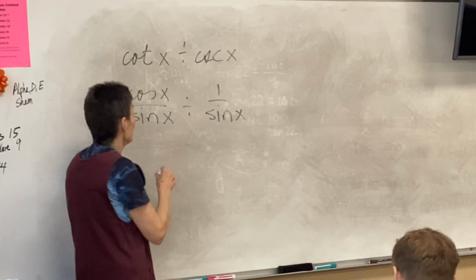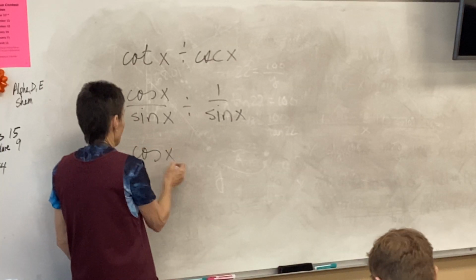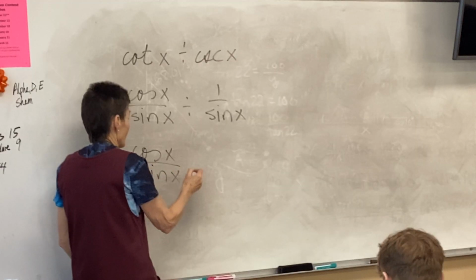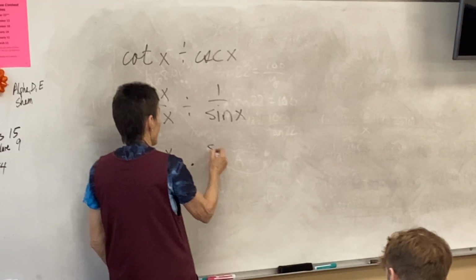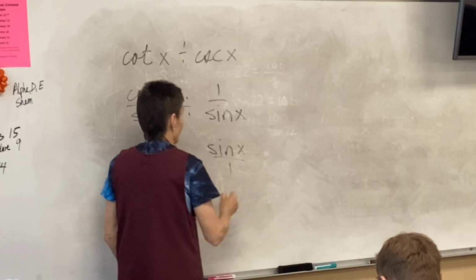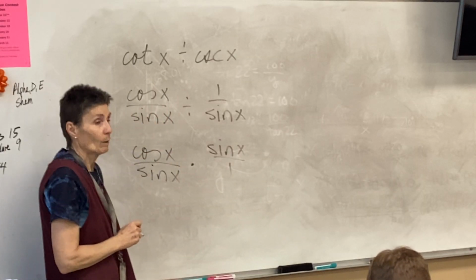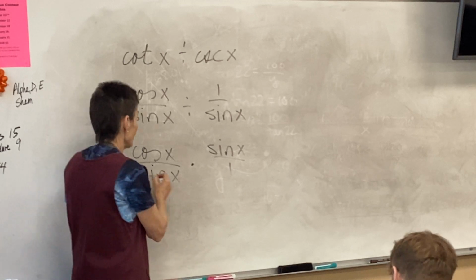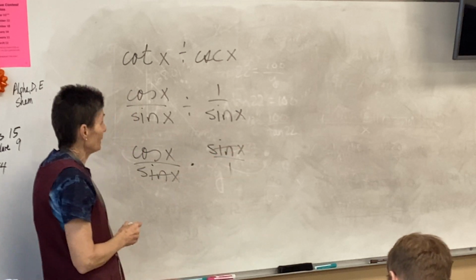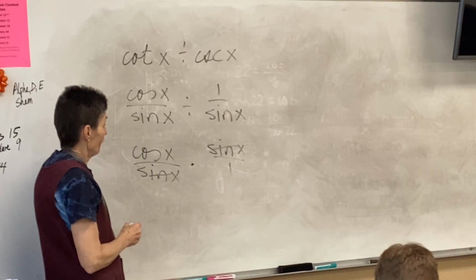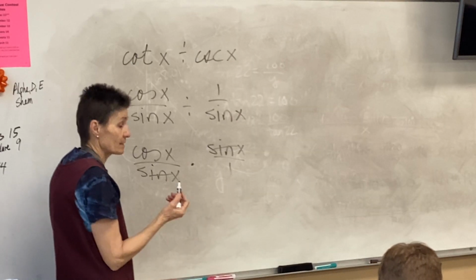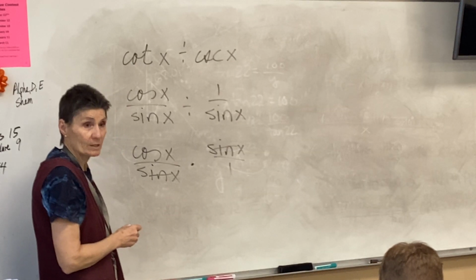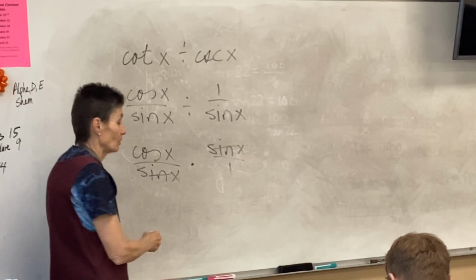Keep, change, flip. So I'm going to keep this, change that to a times, and flip this. Now what happens? Look at that. The sines are going to cancel, and what are we going to be left with? All that's left is cosine over 1, or just cosine.